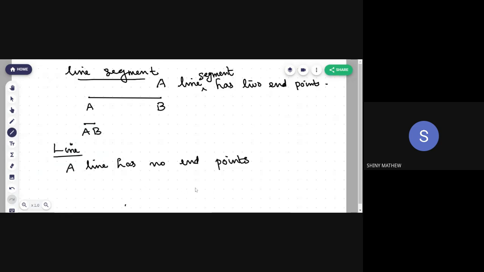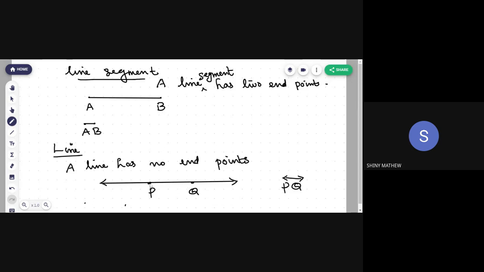And there you can draw a line. We give the arrow marks on both sides. It shows it is extending on both sides. Here also we can give 2 points. If I give P and Q, 2 points on this line, then we denote it as line PQ, because that arrow mark shows it is extending. That means it is a line.